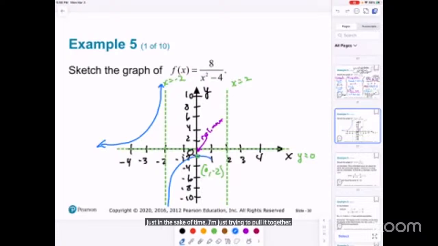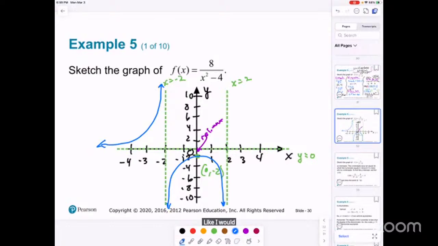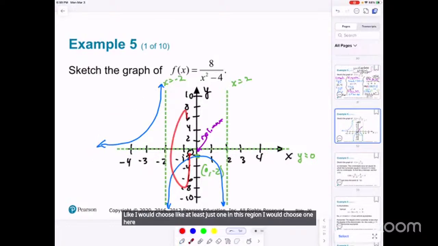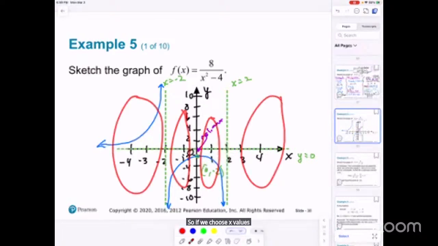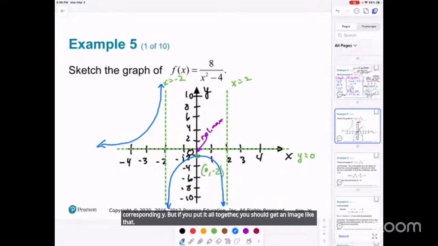Right. So once we did those features that we did in the previous slide, we just come back and look again. Let's choose a few additional x values. I would choose at least one in this region, one here, one here, and one here. If we choose x values in those regions, we can find the corresponding y. If you put it all together, you should get an image like this, right?